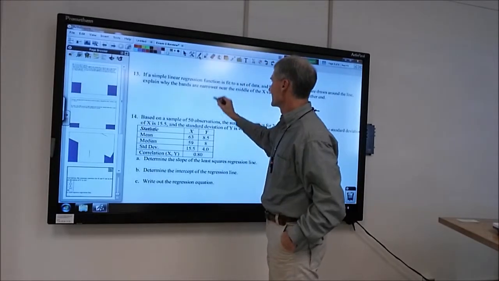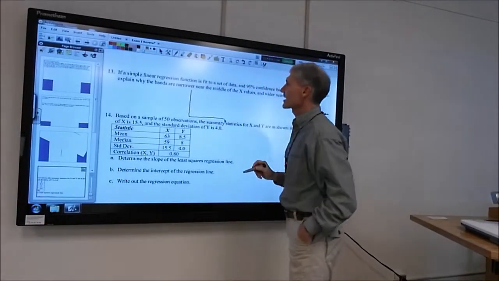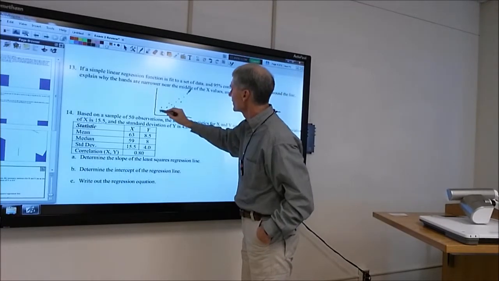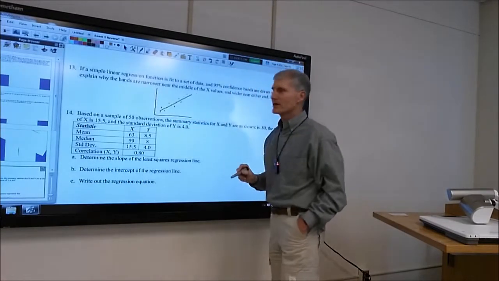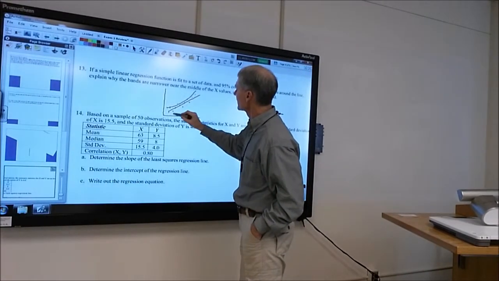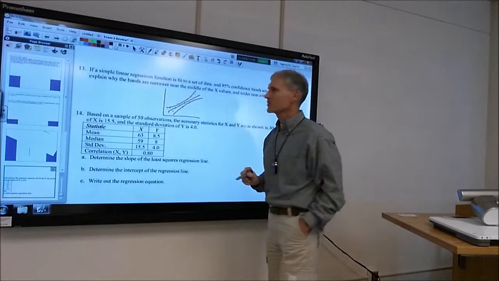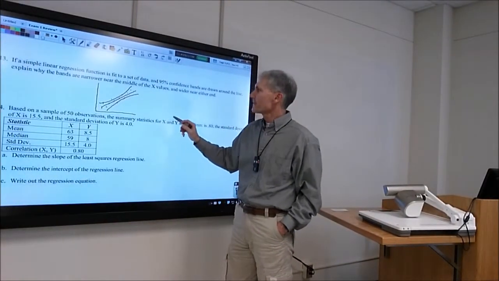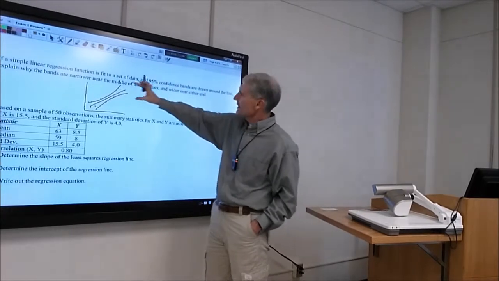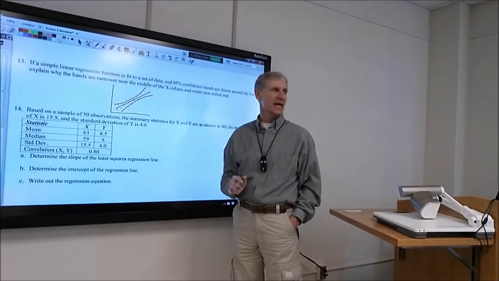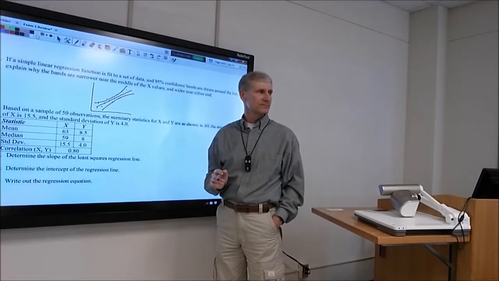So here's a scatter plot, and you've got some data points going up like so, and you've got a line going through there. The confidence bands will look like this. And I gave you formulas for the standard error that would be used for those. It says they're wider near the ends of the line and narrower in the middle. Why is that? The variability on the ends is bigger.